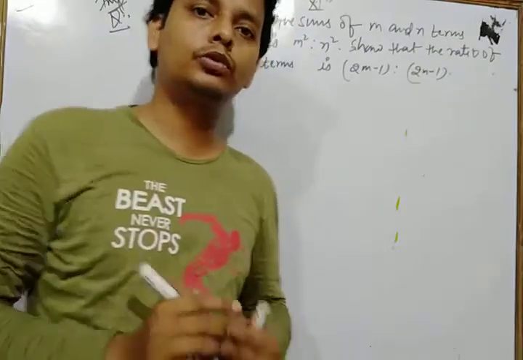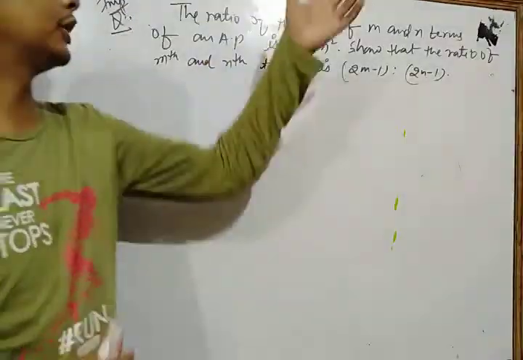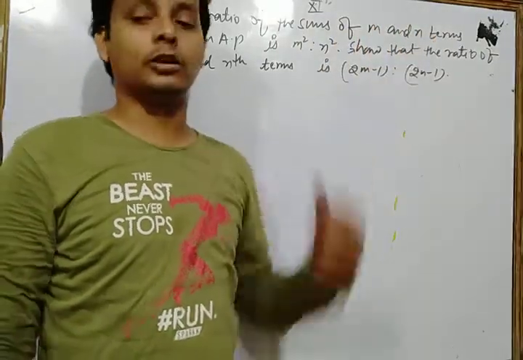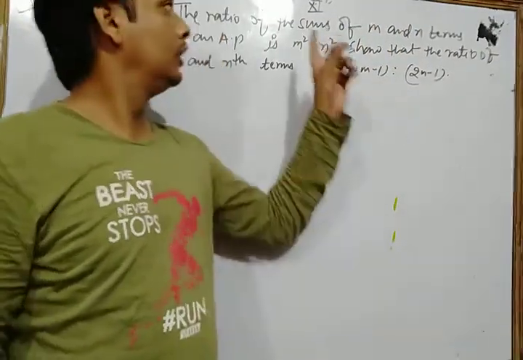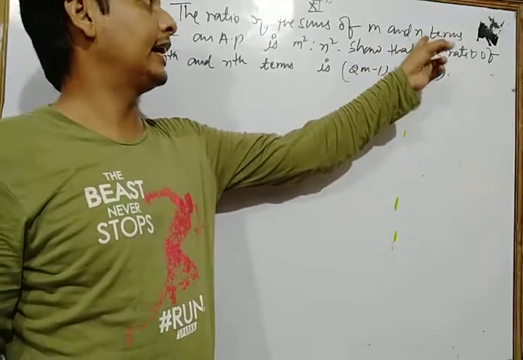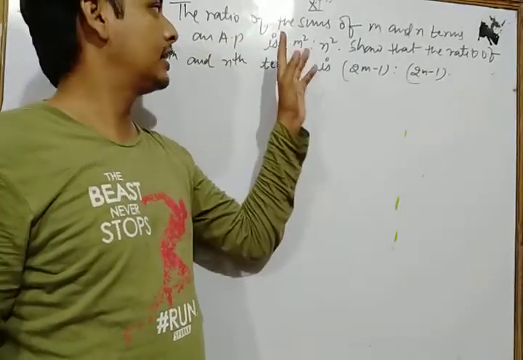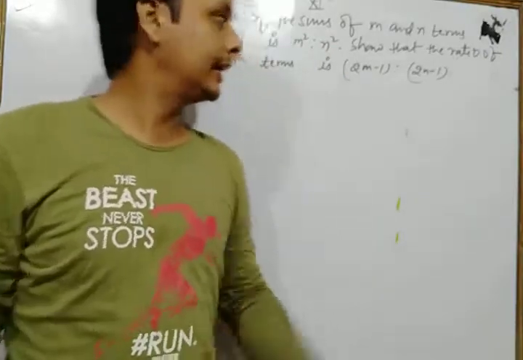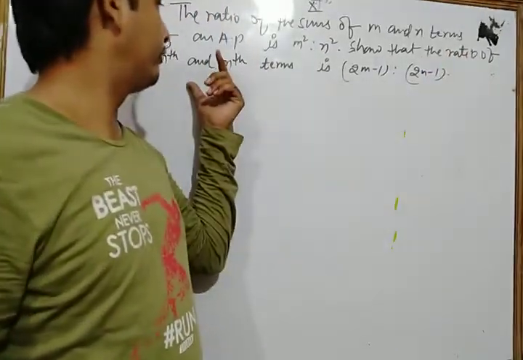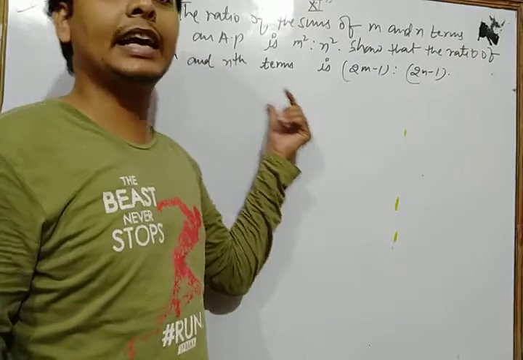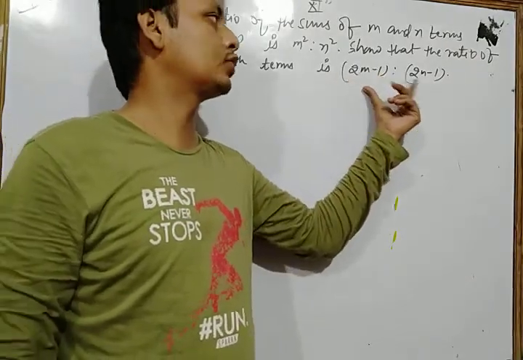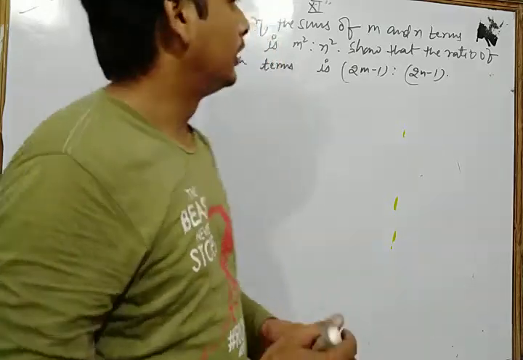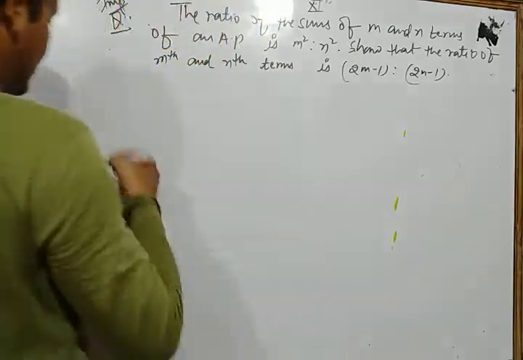Look what we do. Dear students, in this question we have the ratio of the sums of m and n terms. The ratio of the sums of m and n terms of an AP is m square by n square, and we have to show that the ratio of the mth and nth terms of this AP is 2m minus 1 is to 2n minus 1. Okay, now let's see its solution, dear students.